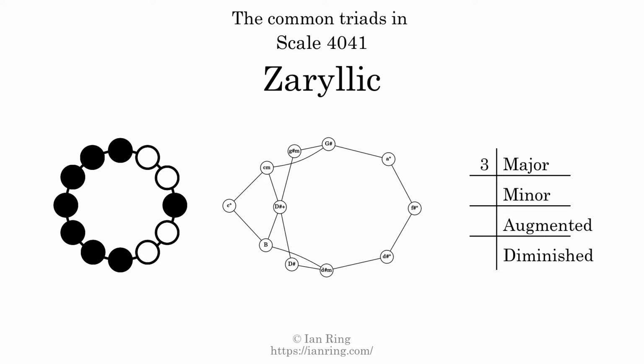There are 3 major triads. There are 3 minor triads. There is 1 augmented triad. There are 4 diminished triads. Here is a Hamiltonian path of parsimonious voice leading that uses all the triads.